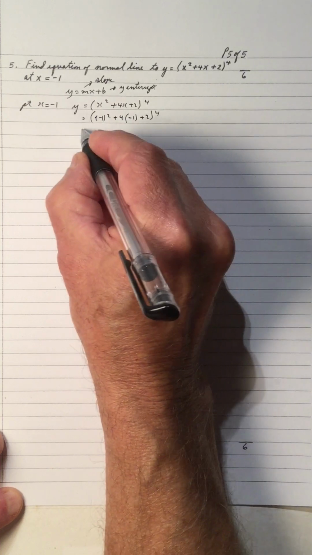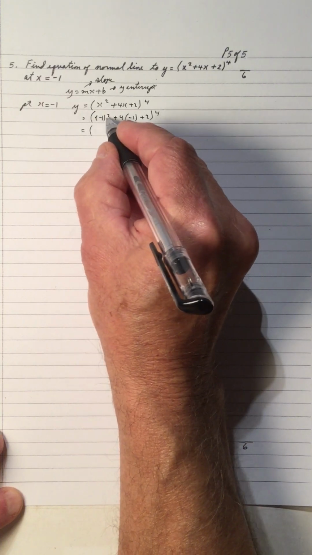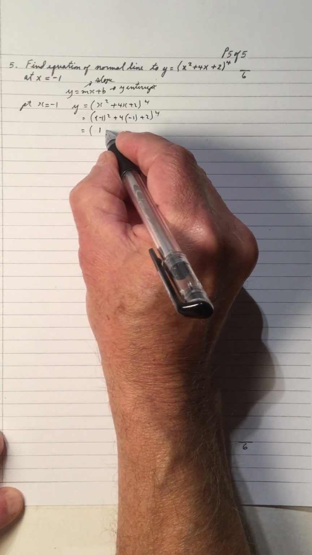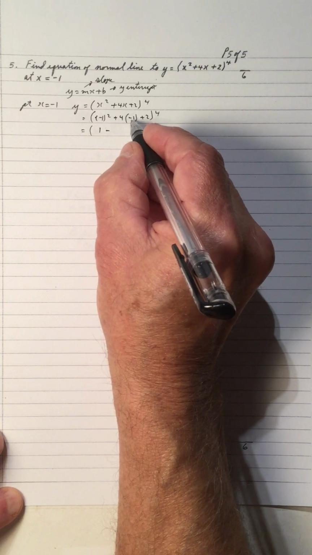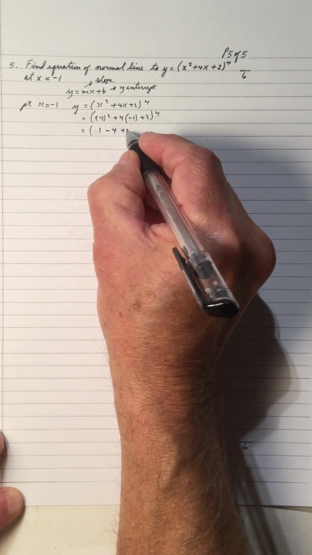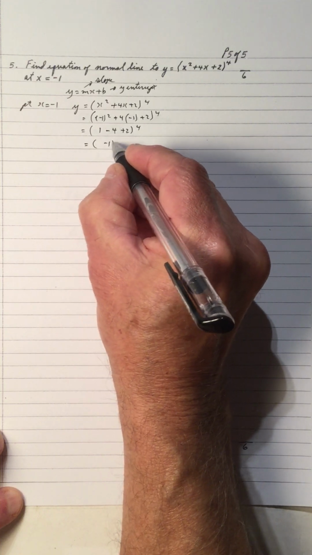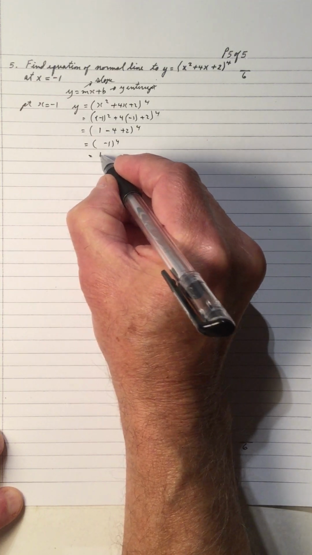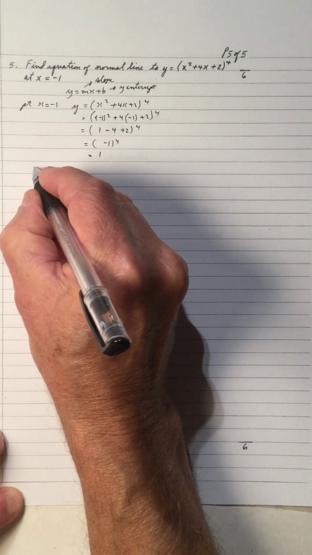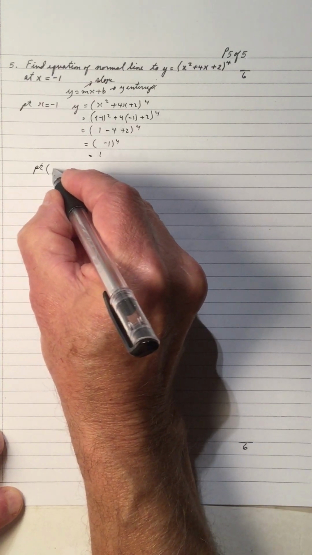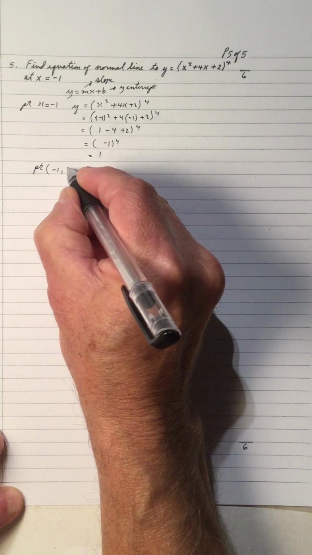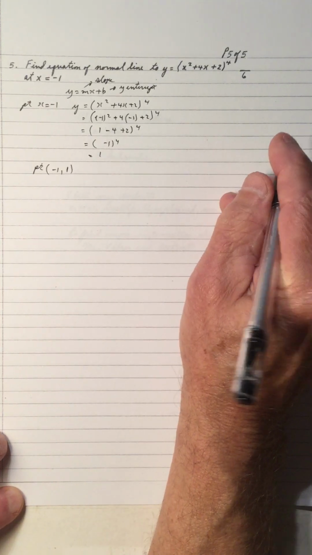So we just take our time, and we get negative 1 squared is 1. Negative 4 times negative 1 is negative 4. And that gives us negative 1 to the fourth power, which is a 1. So the point that we have, x is negative 1 and y is 1. So we found a point.